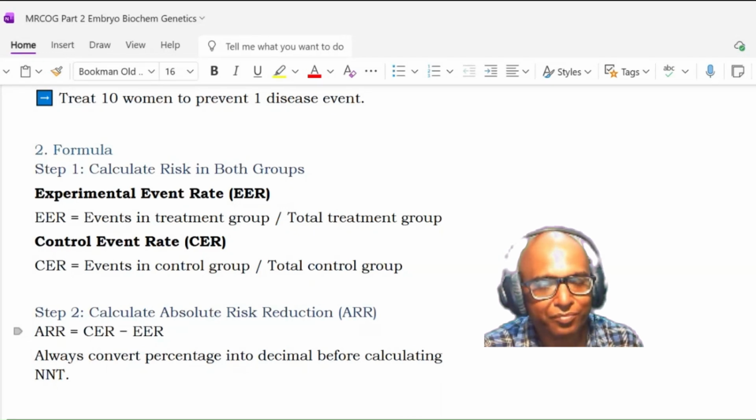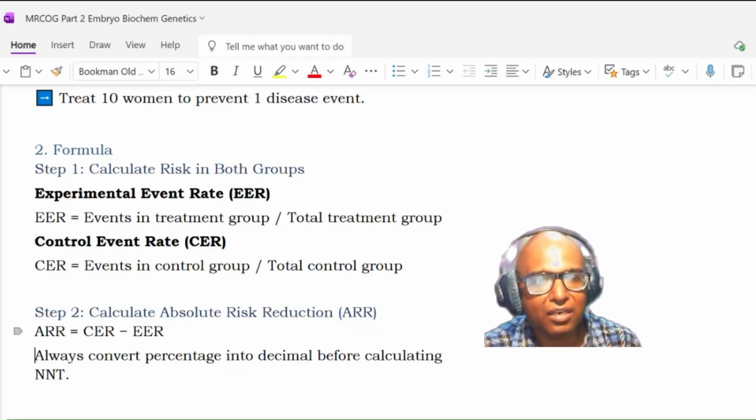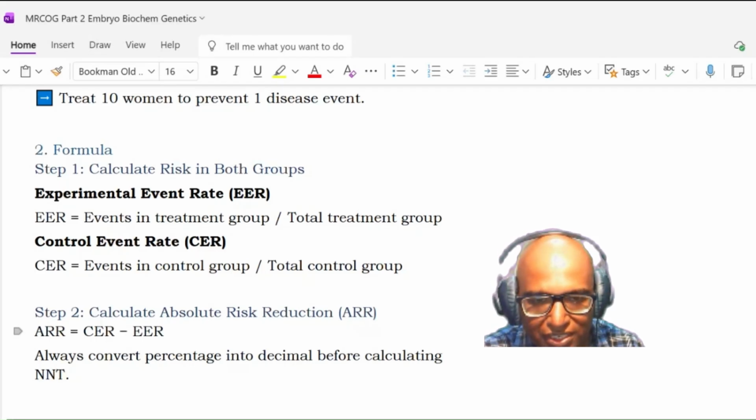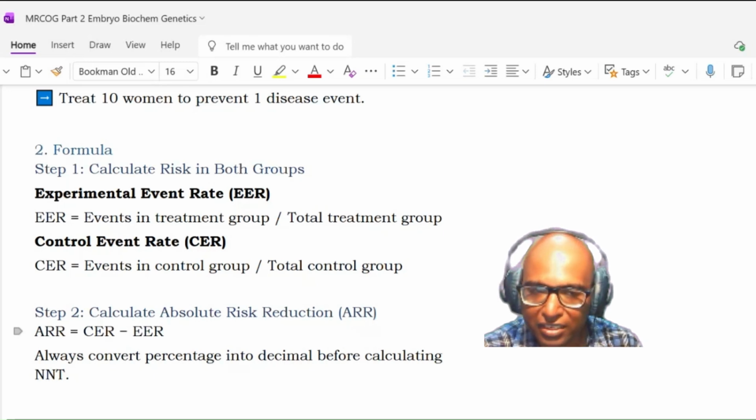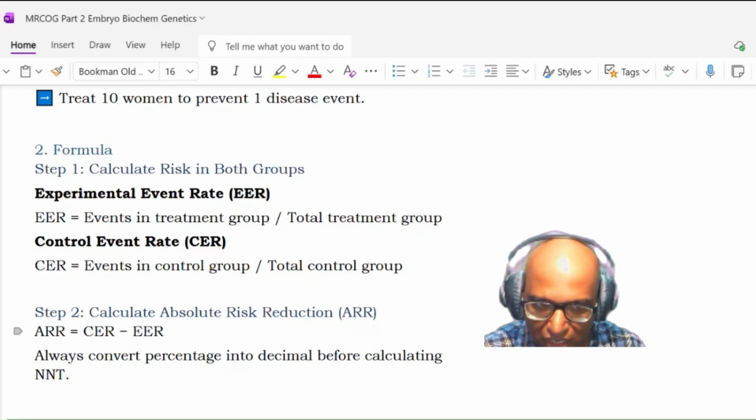That is the events in the control group upon the total control group. So experimentally, you will have the treatment group and you will have the control group. Experimental event rate, EER, is the total number of events in the treatment group upon the total number of patients in that particular group. Control event rate, CER, will be events which are happening in the control group divided by the total number of patients in that particular group. That is how we will calculate two rates: one is the experimental event rate, second is the control event rate.